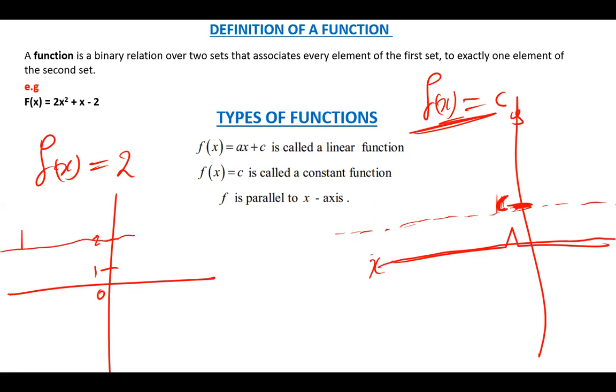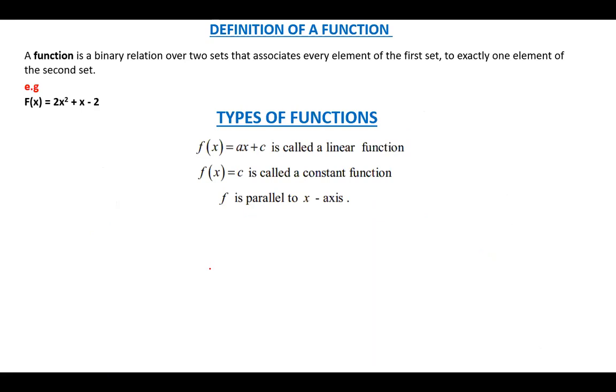So this will be like that. So f of x is equal to 2. So that's a linear function, a constant function rather. So we move on to the next type of function.